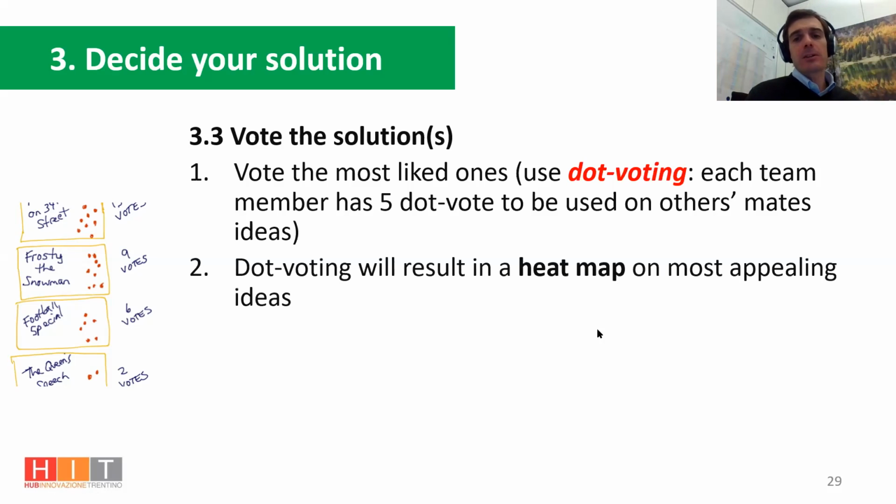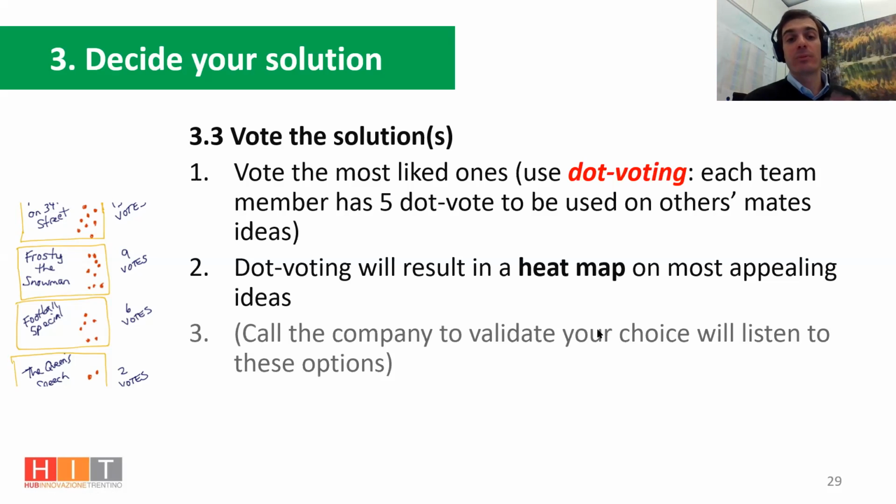Whatever. So the nice thing is that this dot voting will result in a sort of heat map of the most appealing ideas, okay? In a normal setting, all those ideas will still be hanging on the wall in a museum setting, and you will end up having this heat map. And that really helps you understand what the team members want to be developed into a prototype and to be brought to the customers.